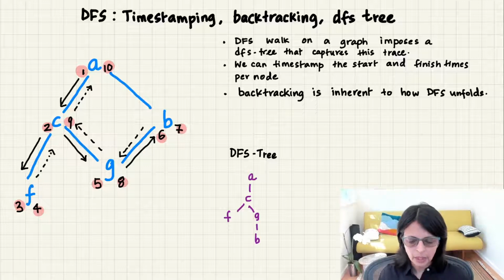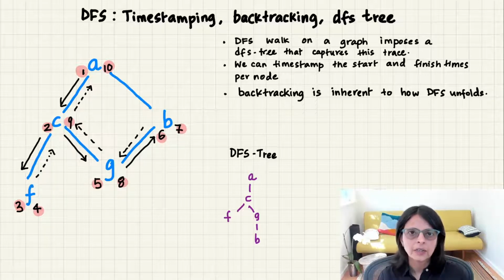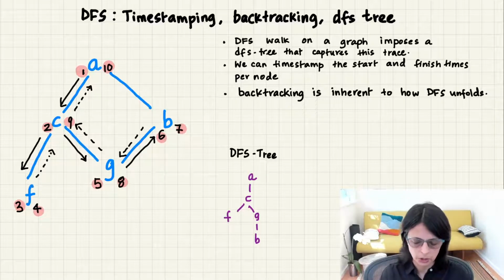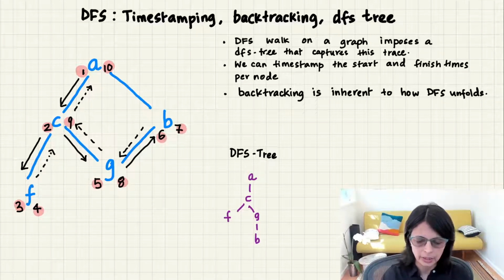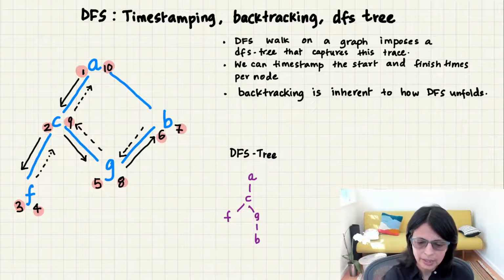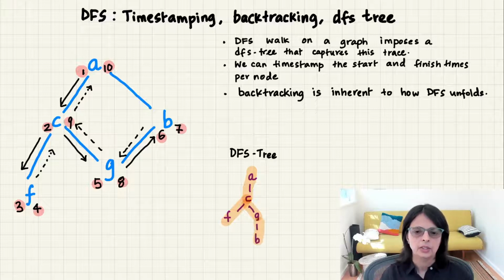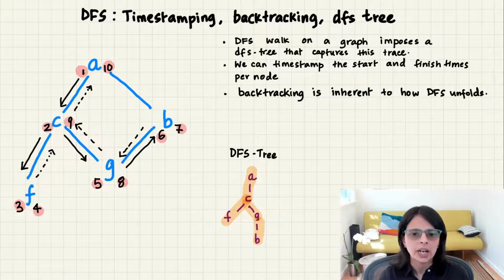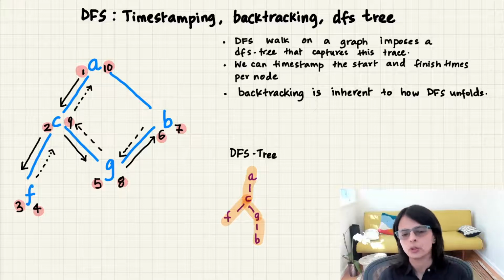Okay. What was the third thing? Yes, DFS tree. So every DFS walk on a graph imposes a DFS tree that captures this particular trace. So if you look at what we did here, we started with A. A actually has 2 neighbors, C and B, but it did not end up exploring B. So A only went to C, and you can see this is the graph that is here. The tree: A to C, C went to F, and G went to B. So DFS walk on every graph imposes a DFS tree that captures this trace.